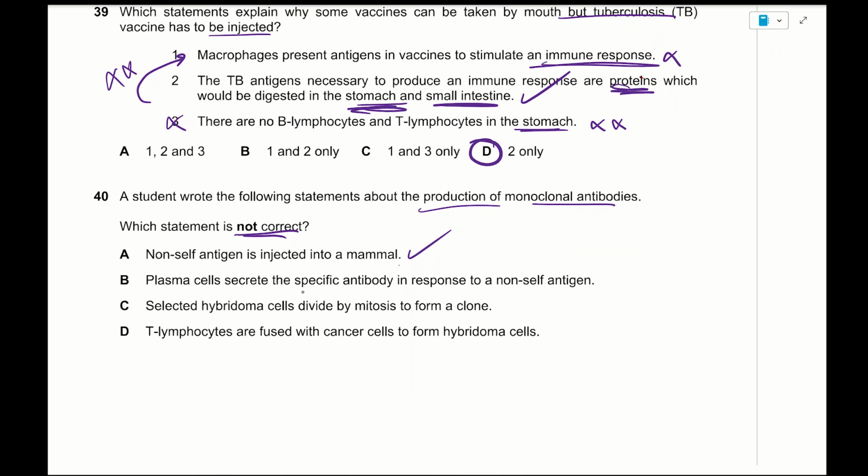Now, B. Plasma cells secrete a specific antibody in response to a non-self antigen. This is correct. C. Selected hybridoma cells divide by mitosis to form a clone. So hybridoma cells are a fusion of cancer cells and plasma cells. And then these fused cells divide by mitosis to form a clone of hybridoma cells. So this is correct. D. T lymphocytes are fused with cancer cells. Now this is incorrect. We've just mentioned that plasma cells are fused with cancer cells to form hybridoma. Therefore, this is the incorrect answer and the answer is going to be D.